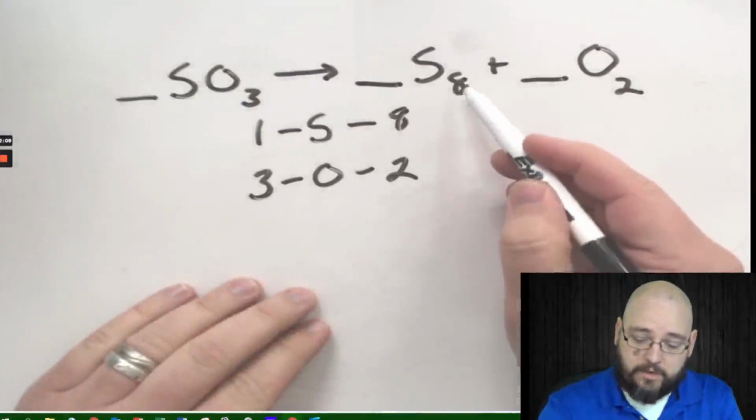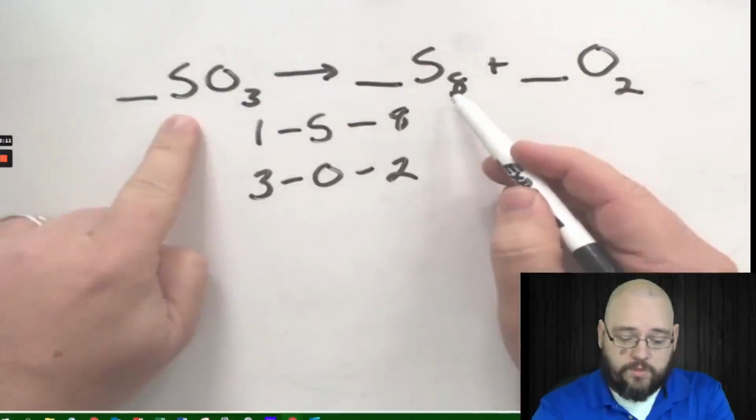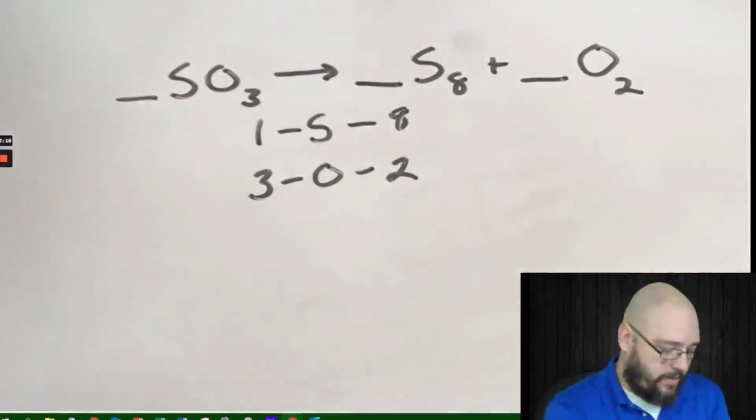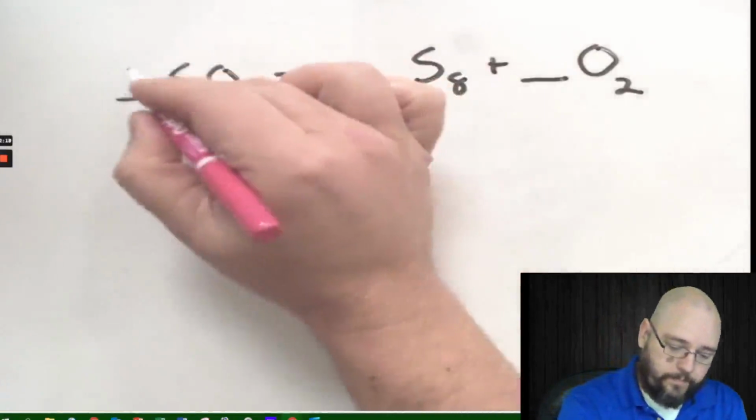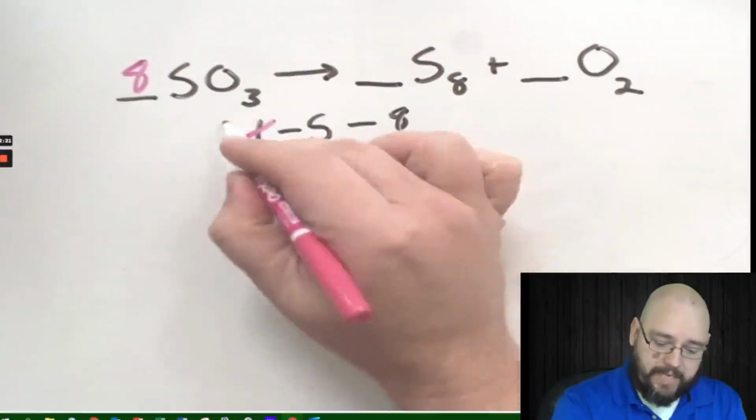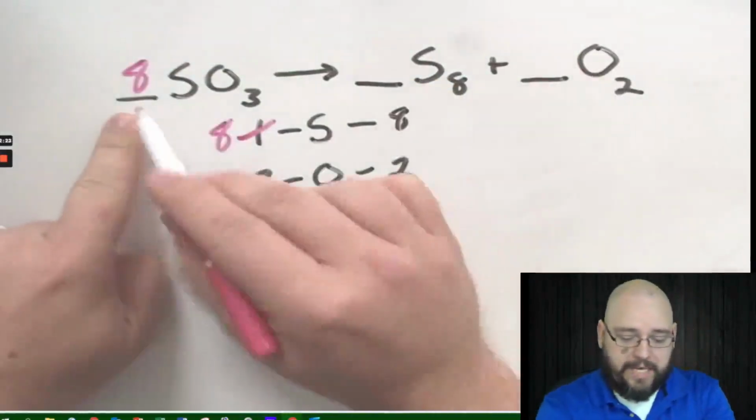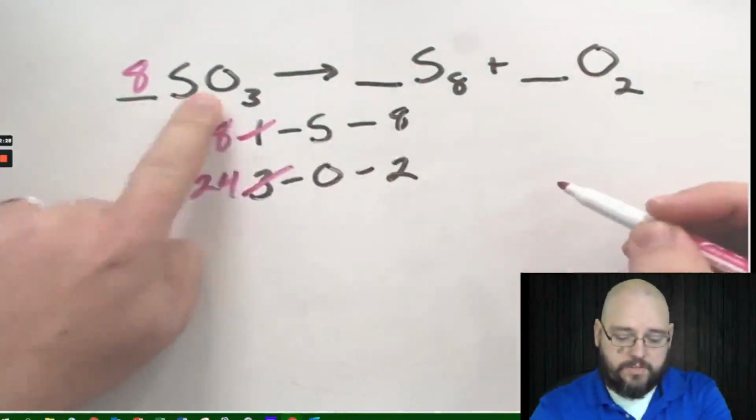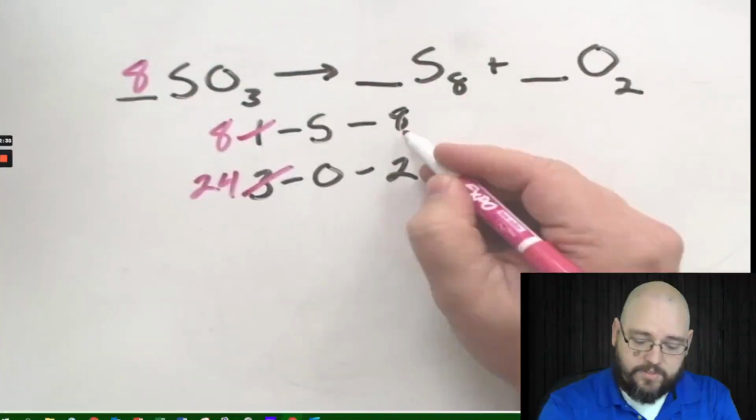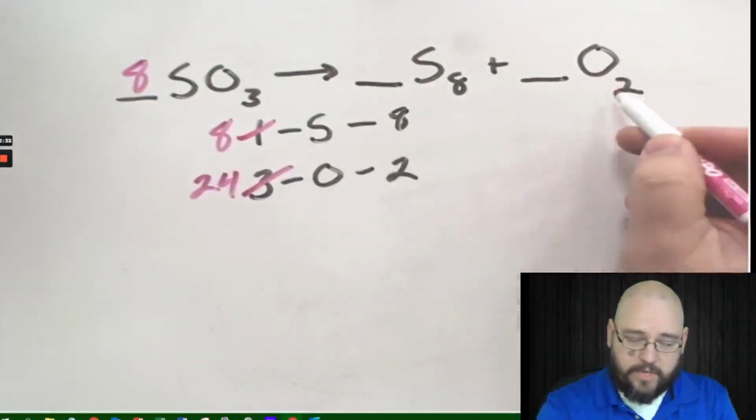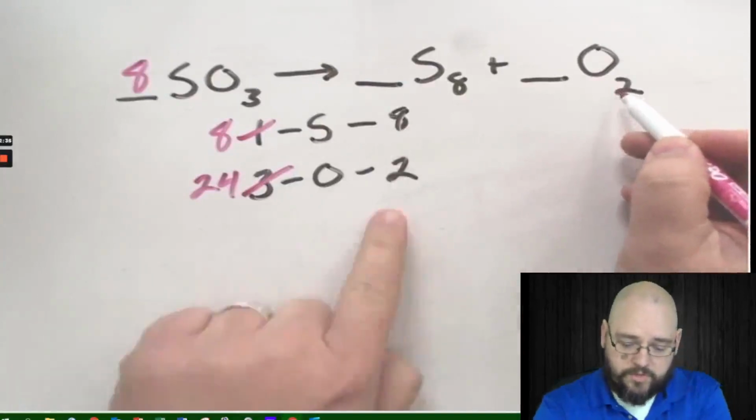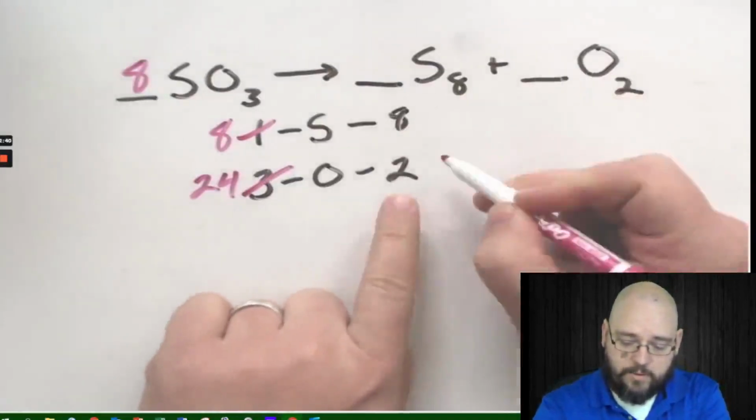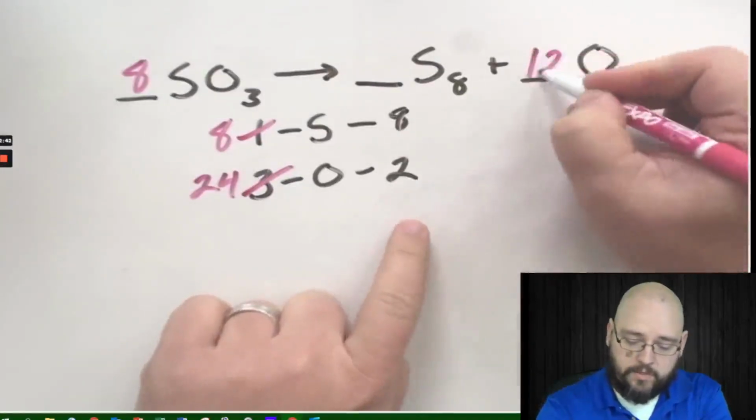If I have 8 sulfurs here and only 1 sulfur here, then I need to multiply this by 8. So I'm going to multiply that by 8, and that gives me my 8 sulfurs. But it also gives me 8 times 3 is 24 oxygens. So I have my 8 sulfurs, so we're good there, but I have only 2 oxygens. So I need this to be 24. So 2 times something has to equal 24. Well, that would be 12.